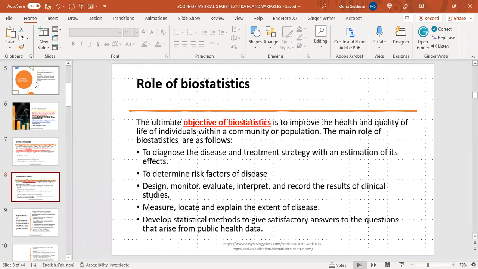Role of biostatistics. The ultimate objective of biostatistics is to improve the health and quality of life of individuals within a community or population. The main roles are as follows: to diagnose the disease and treatment strategy with an estimation of its effects, to determine risk factors of disease, to design, monitor, evaluate, interpret, and record the results of clinical studies, measure, locate, and explain the extent of disease, and develop statistical methods to give satisfactory answers to the questions that arise from public health data.